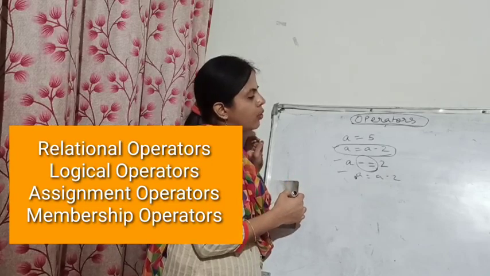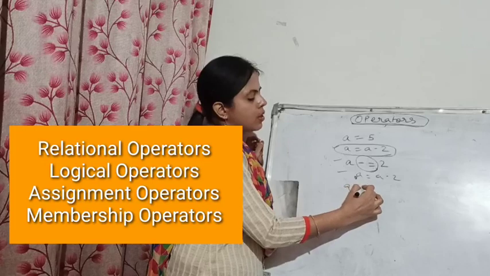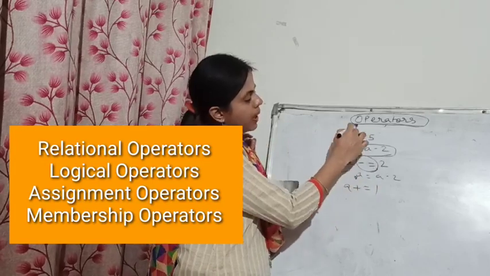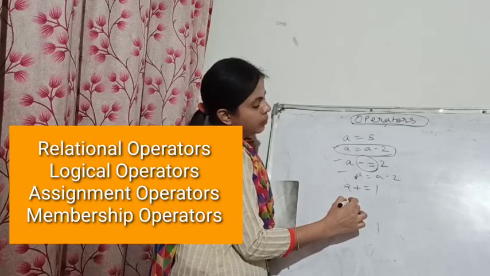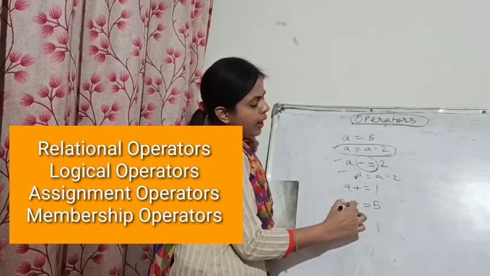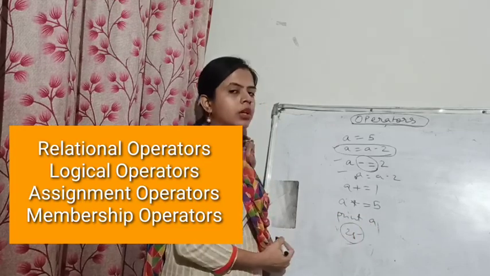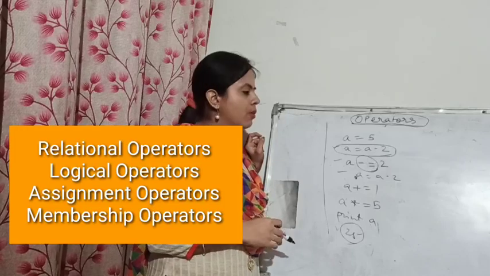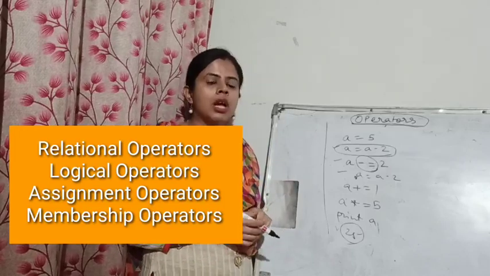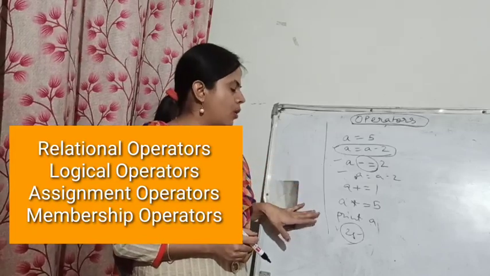Now suppose I want to increment the value of a by 1, so I can write here a plus equal to 1. If I want to multiply the value of a by 5, so I can write here a into equal to 5 and then print a. So it will give you the answer 25. You can try these in the interactive mode of Python, because that will be very easy for testing. And if you have any problem, you can text me. And this is all about the operators.